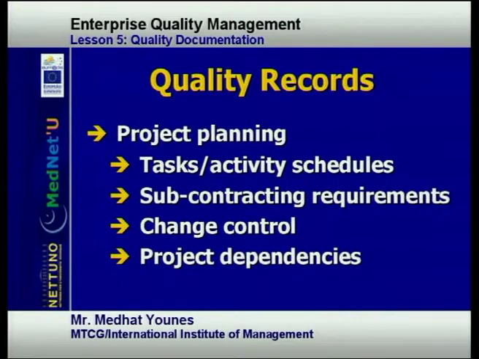Any task, activity, schedules that's involved in completing the project, subcontracting requirements, if any, and corresponding quality assurance technique, change control and change management when the scope changes or the deliverables change too. So if there are any project dependencies on other projects or contractors, then it should be also specified.